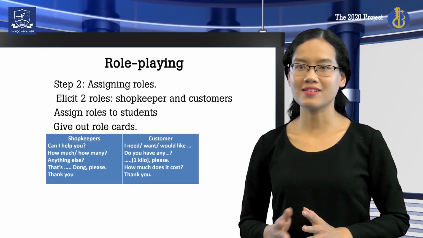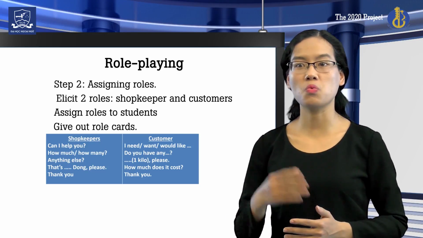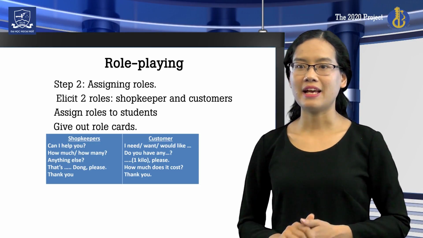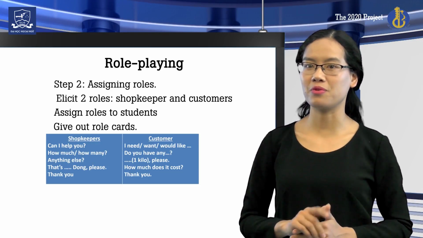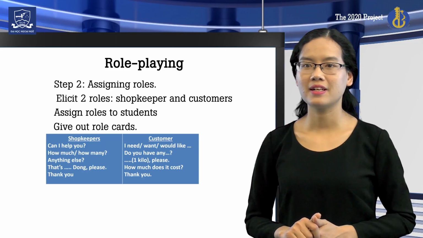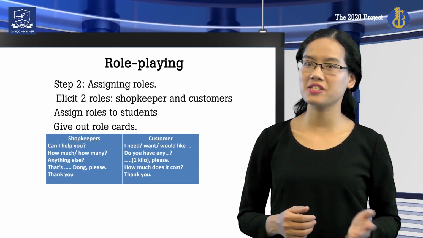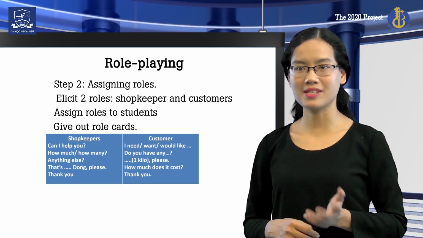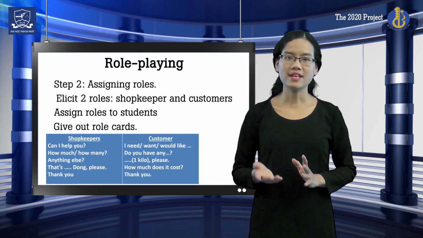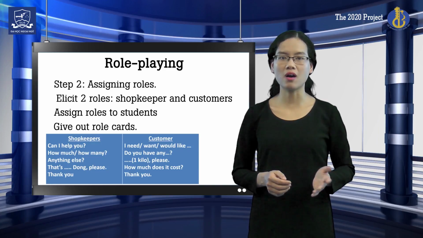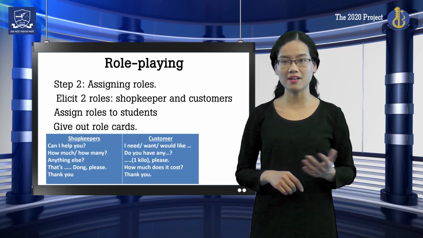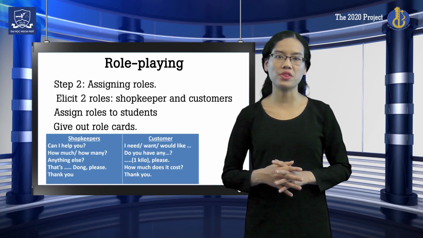Then, the teacher assigns a row of shopkeepers to one row in the class and a row of customers to the other row. After that, the teacher gives out the role card to each student and asks them to study it. These are examples of 2 role cards for shopkeepers and customers to support them with the language.